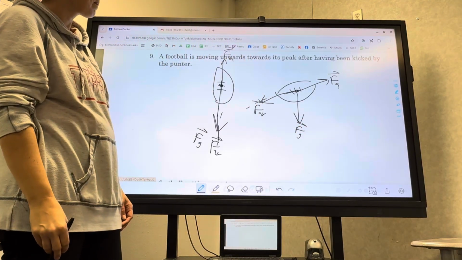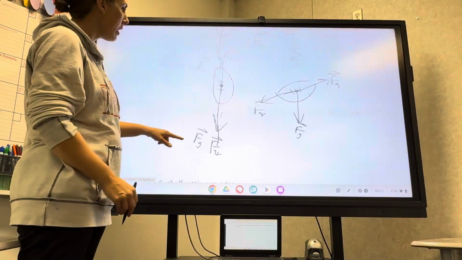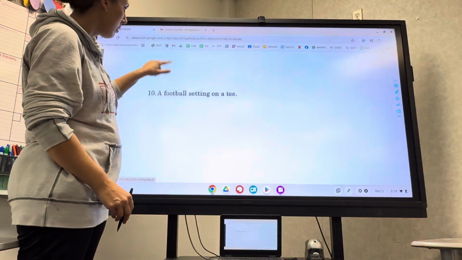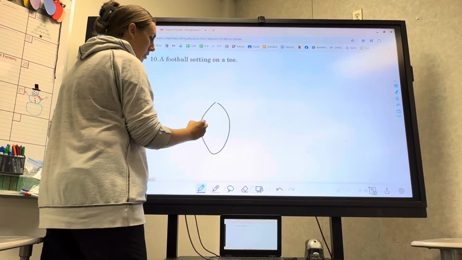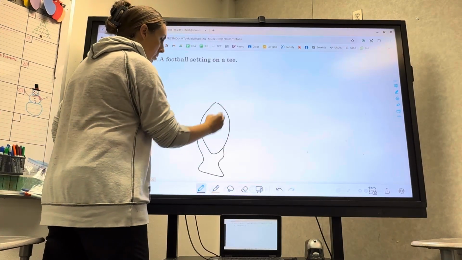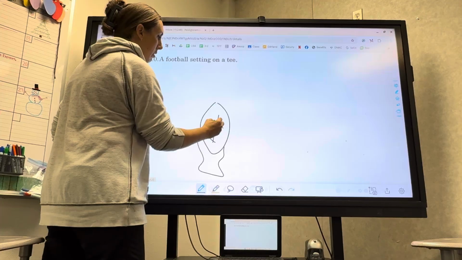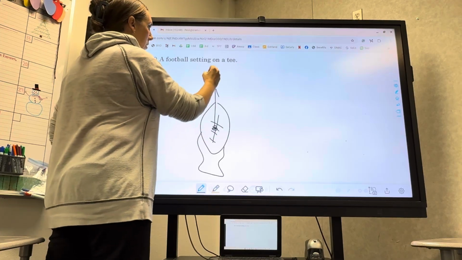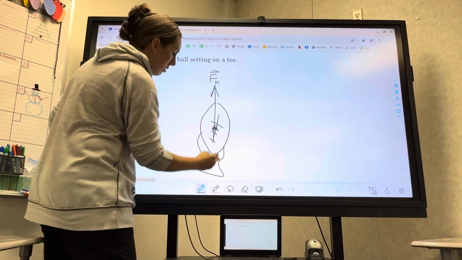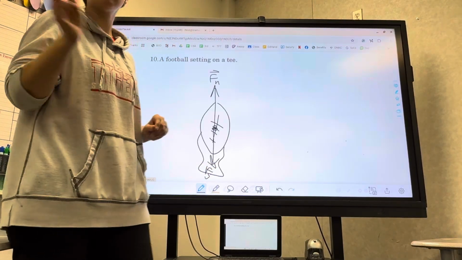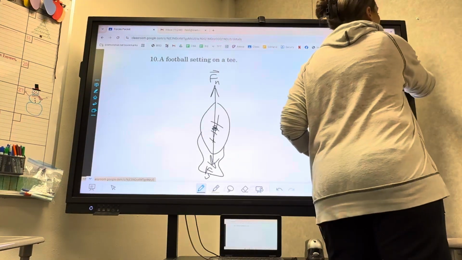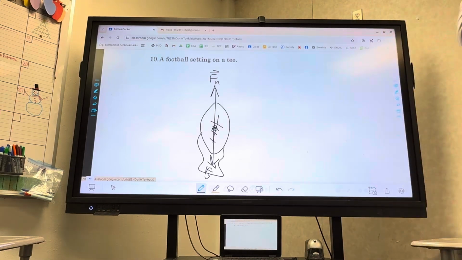Okay. Last one, football sitting on a tee. An object not moving. Force normal. Force gravity. Okay, was that the last one? Any questions? If you have any questions, y'all got your quiz tomorrow.